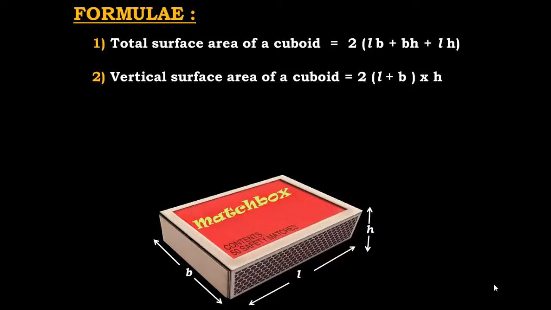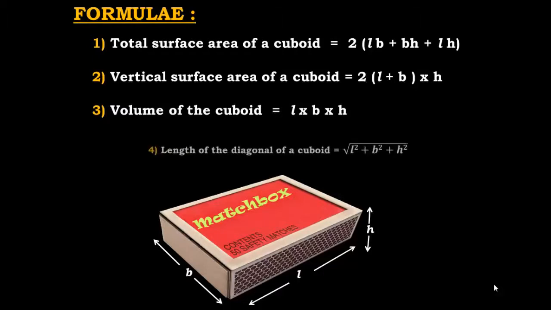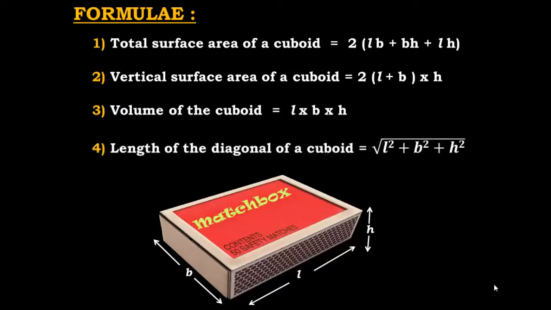Next one is volume of cuboid. Volume means capacity of any figure. So volume of cuboid is L into B into H. One more formula is there. Length of the diagonal of cuboid is equal to root of L square plus B square plus H square.